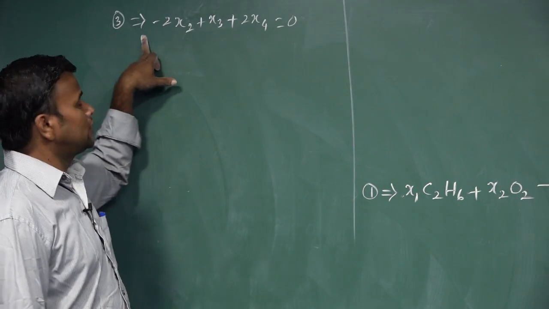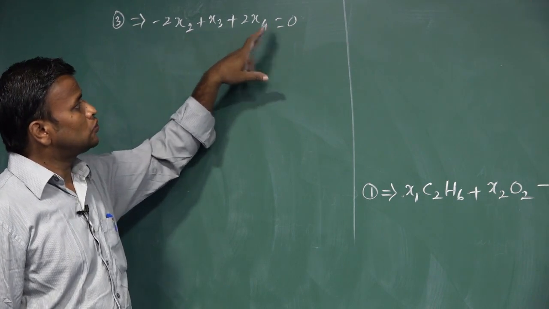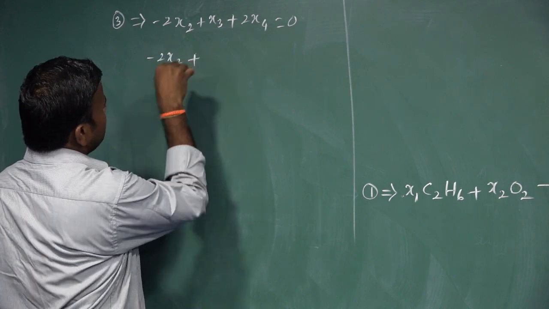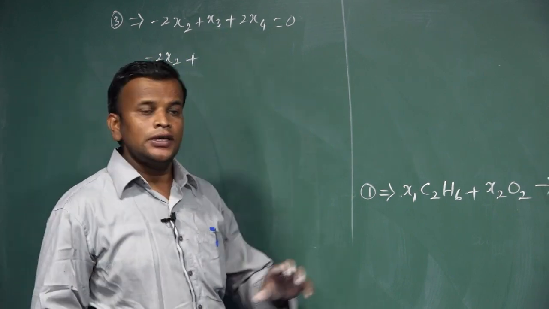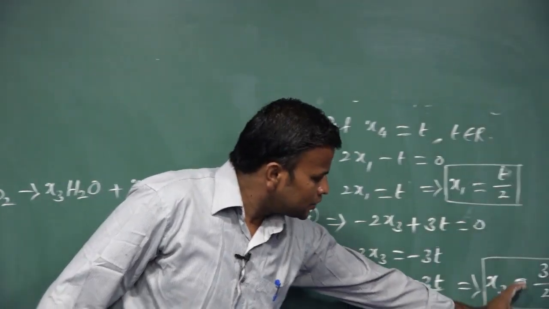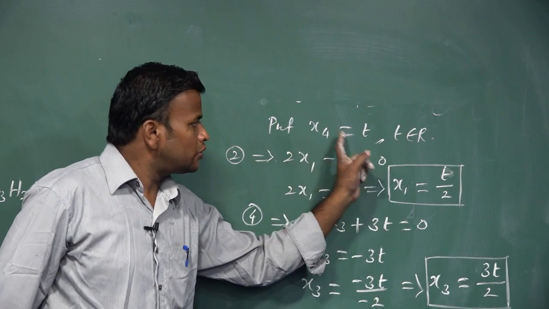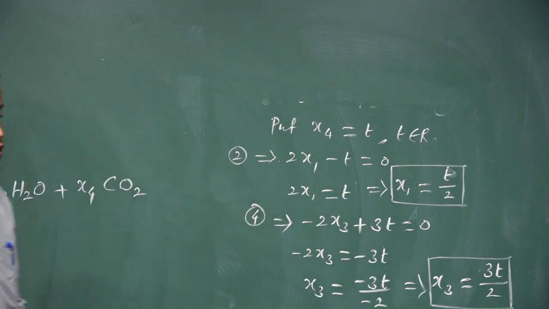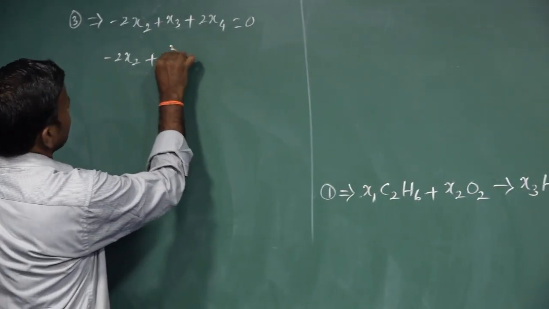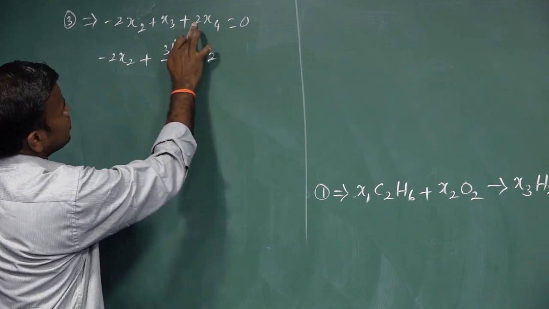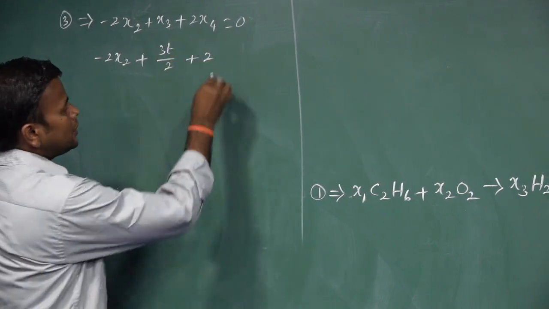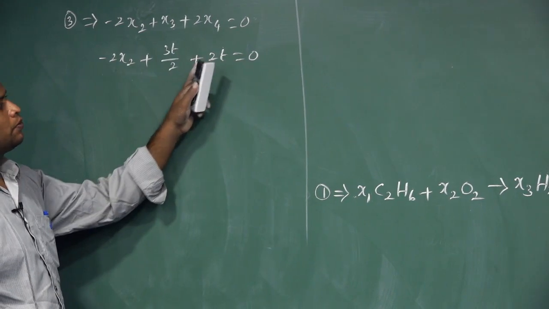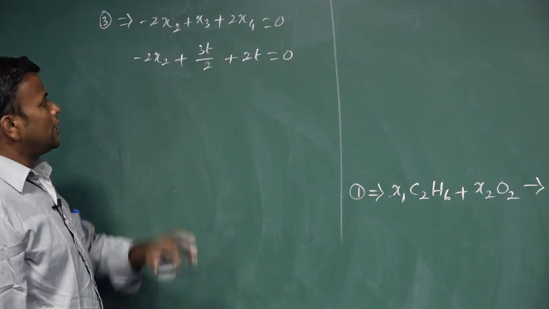So I again write equation 3. Minus 2x2 plus x3 plus 2x4. We don't have the value of x2. So minus 2x2 plus x3. The value of x3, you see, is 3t by 2. And the value of x4 is t. So using these two values: minus 2x2 plus 3t by 2 plus 2t is equal to 0. We need the value of x2 only.